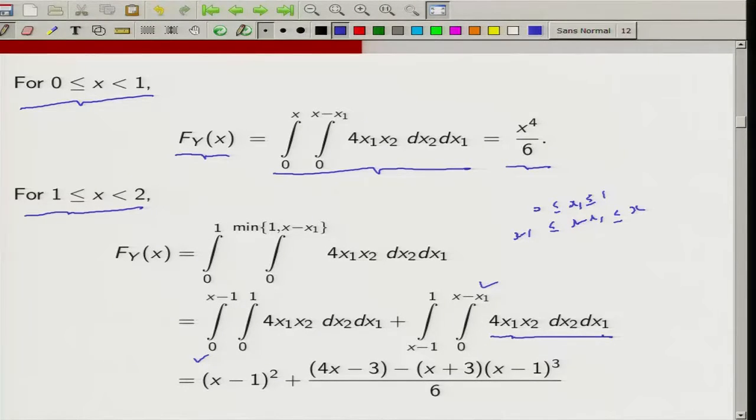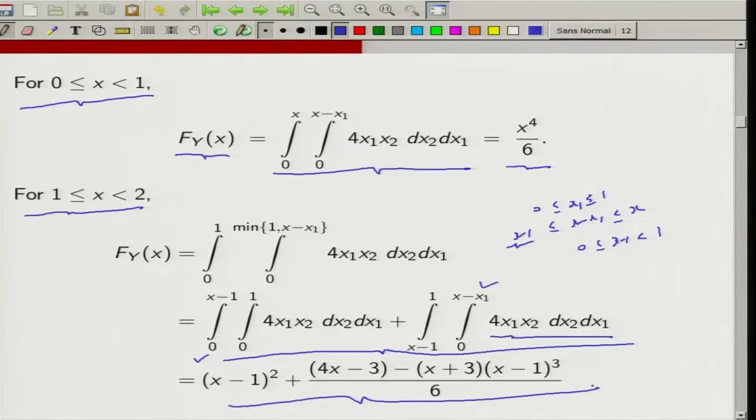Now, this is happening because here x minus 1 is always greater than or equal to 0 and less than 1. So, this quantity is between 0 to 1. So, I will have to break this quantity into two parts, 0 to x minus 1 and then x minus 1 to 1, and then if you do that I get two integrals in this form. If you simplify this, f_Y(x) turns out to be this quantity, (x minus 1) whole square plus 4x minus 3 minus x plus 3 (x minus 1) whole cube divided by 6. So, I have found out f_Y(x) in all possible ranges.